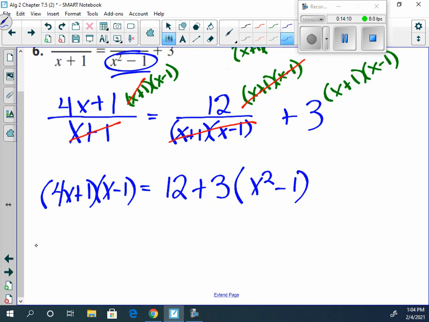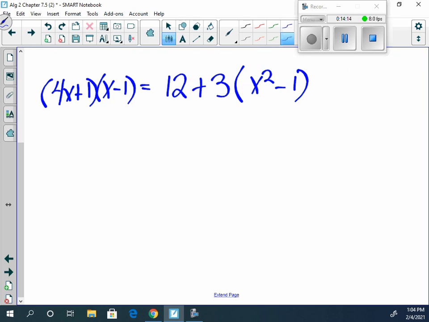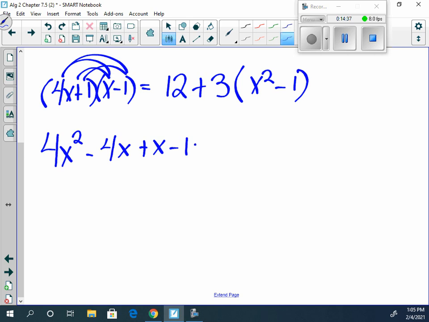So any questions on any of this here so far? All right, let's start simplifying some things. We have to distribute through, so 4x times x is 4x squared. 4x times negative 1 is negative 4x. X times 1, or 1 times x, is going to be plus x. And 1 times negative 1 is going to be negative 1.